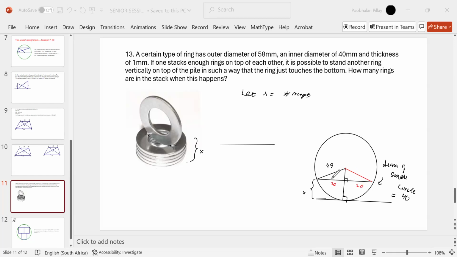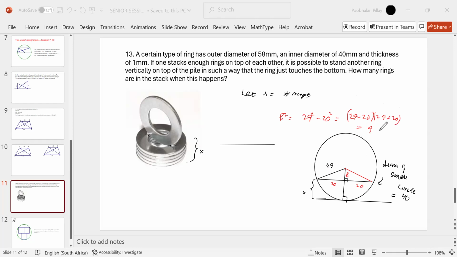And now you've got a right angle triangle with two sides. This is 29 and this is 20. So if you call this h here, you've got h squared equals 29 squared minus 20 squared. This is by Pythagoras: the hypotenuse squared minus this. And you don't have to use a calculator for this. This is the difference of two squares: 29 minus 20 into 29 plus 20.